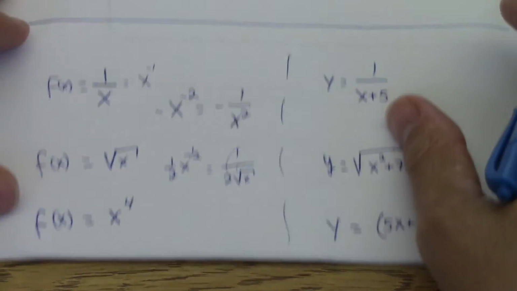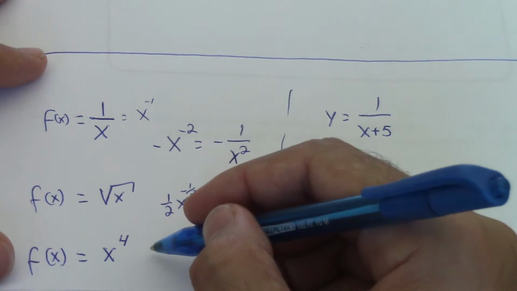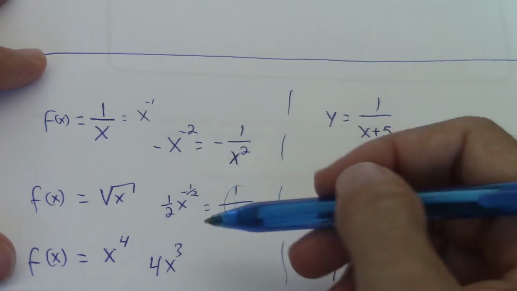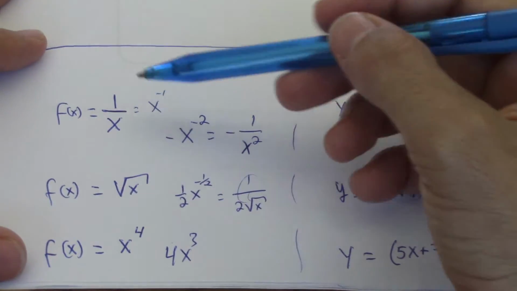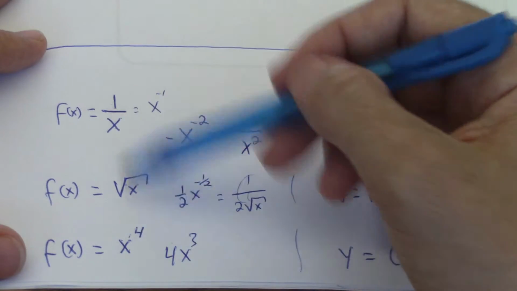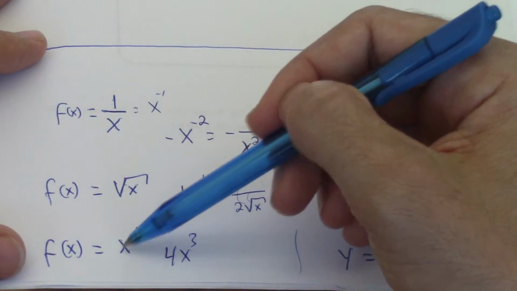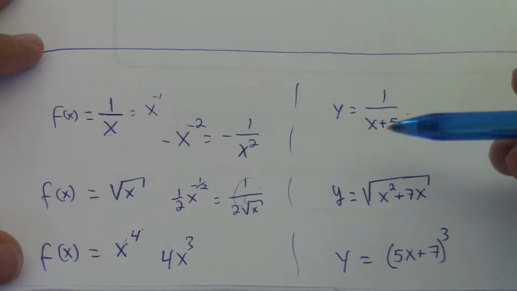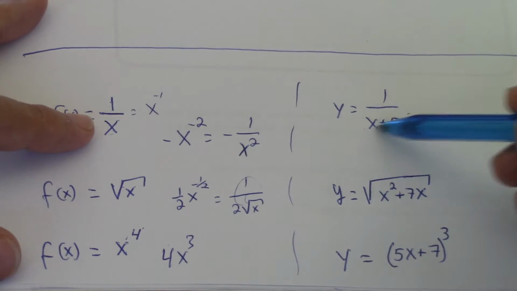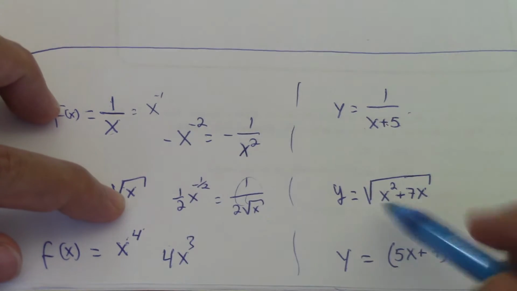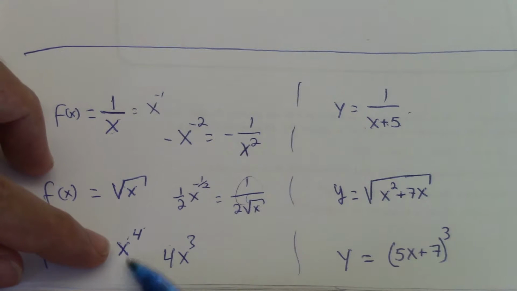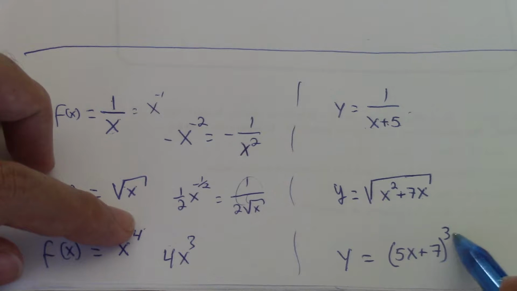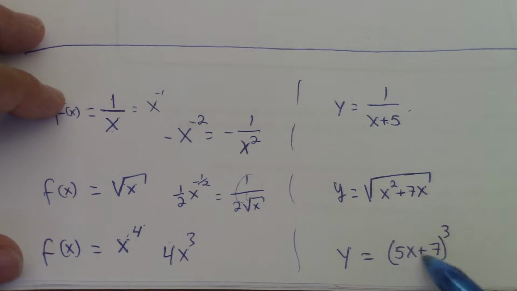And the last one, x to the fourth, the derivative of this would be 4x to the third. We don't need the chain rule here because if you look at this, those are parent functions: 1 over x, square root of x, and x to the fourth. But when you have a function inside of x, like in this case, you have x plus 5. Where is x? You have x plus 5. Square root of x, so where is x? You have x squared plus 7x. And what is x to the 4? Where is x? You have 5x plus 7. It doesn't matter if it's 4 or 3. It's just where is x to any exponent, you have a function.